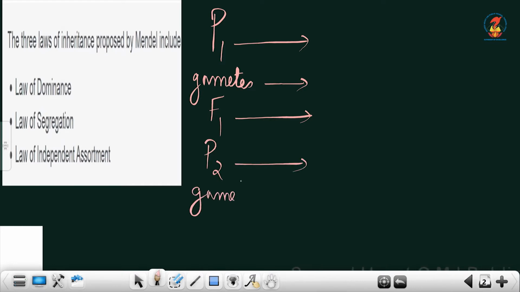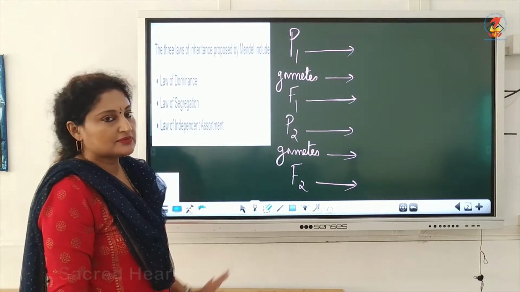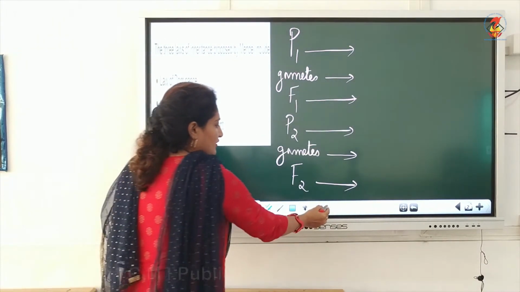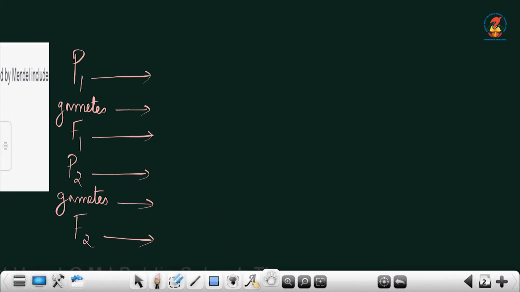Gametes, and then the second generation. For your NCERT +2 syllabus, you only have up till the F2 generation; you need not go to F3. Now in P1, you have to represent both the phenotype and the genotype of the parents. For example, I am going with tall, this is the phenotype, and X indicates a cross with dwarf.